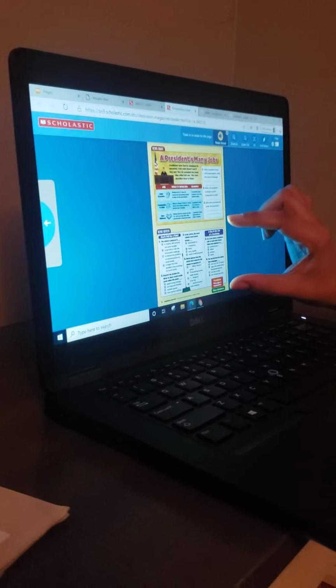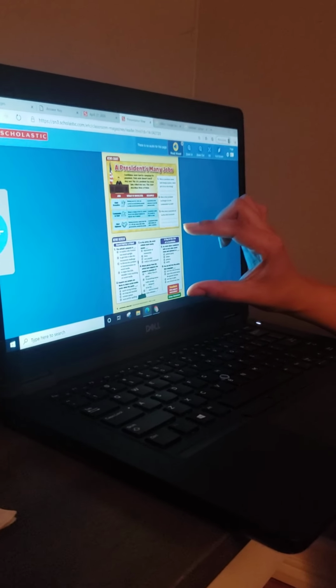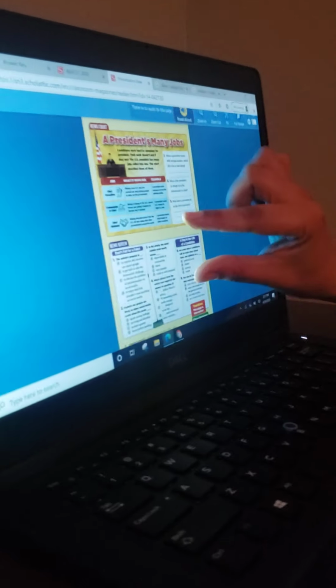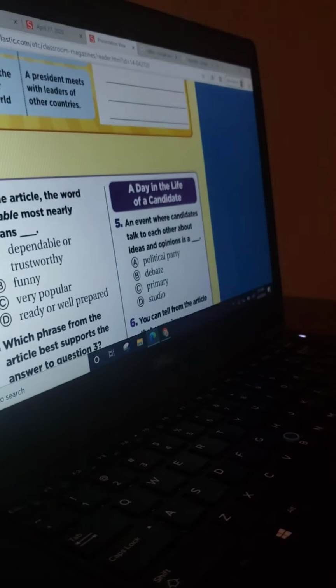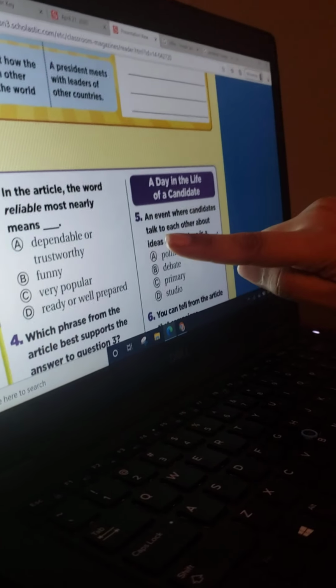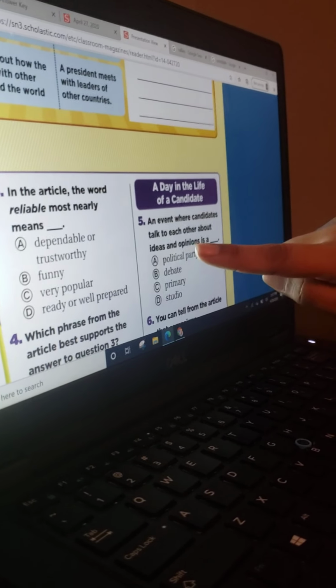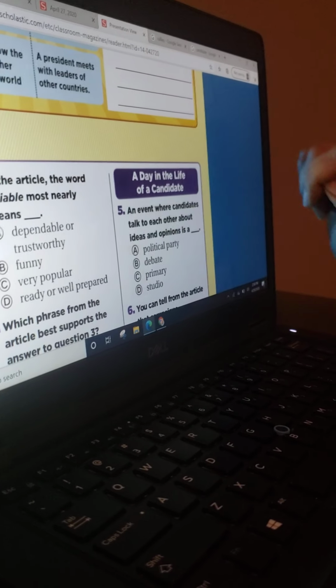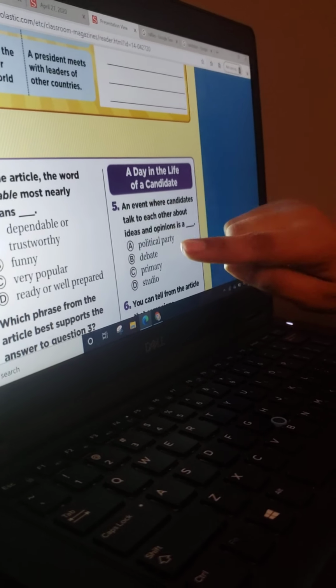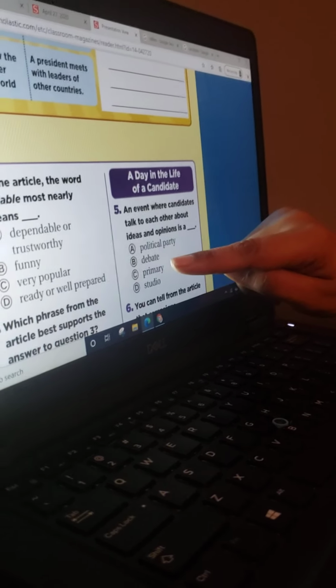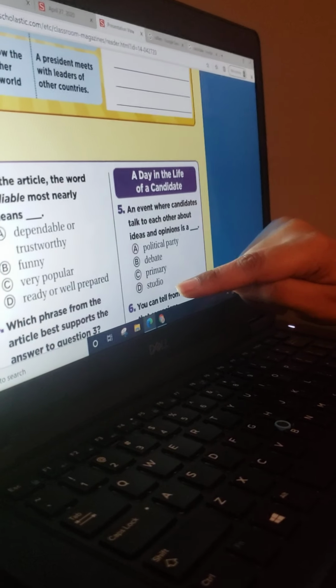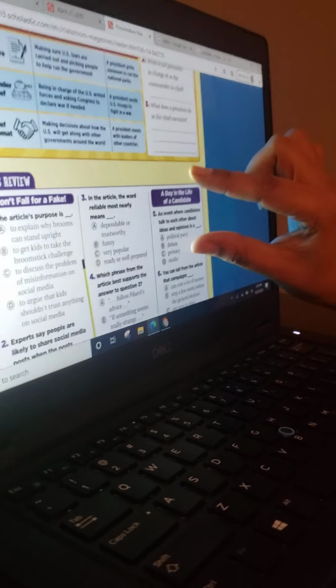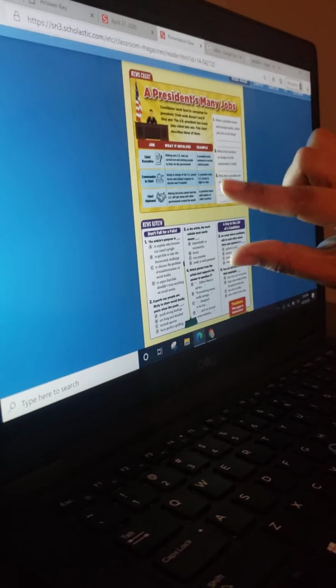So we're going to skip ahead to questions 5 and 6, a day in the life of a candidate. So number 5 says, an event where candidates talk to each other about ideas and opinions is a: political party, debate, primary, or studio. We're going to go back into the text and see if we can find this answer.